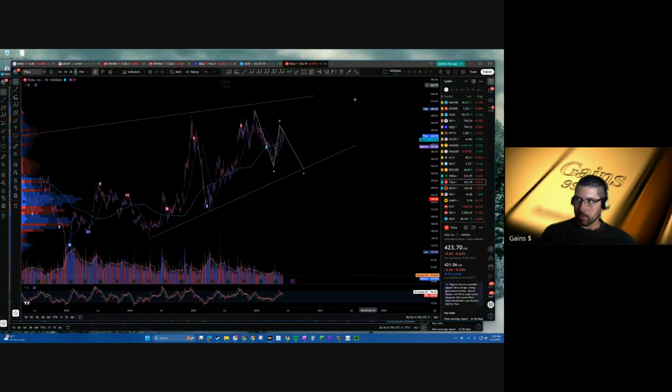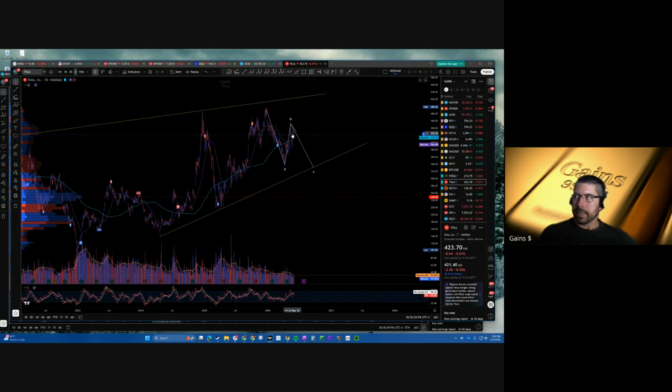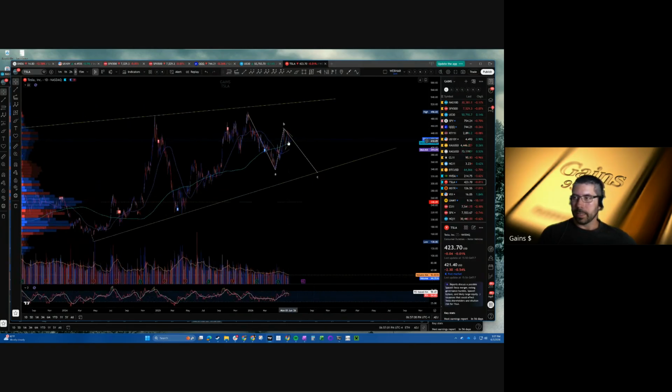Yep, and don't get me wrong, I still really like Tesla. Even if you do get a sell-off and it makes a lower low than back in March or whatever, I'm still a buyer around 340, 330. But I still need to see a little bit more price action here. It's one of those things where I don't want to short it, but I don't want to buy it either. I want to see what happens.